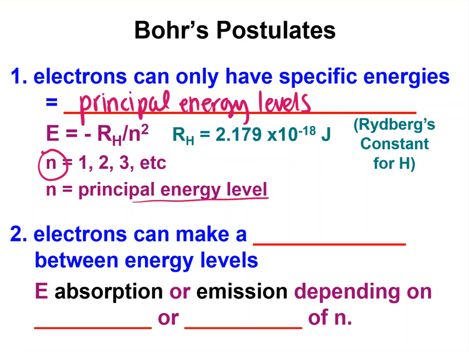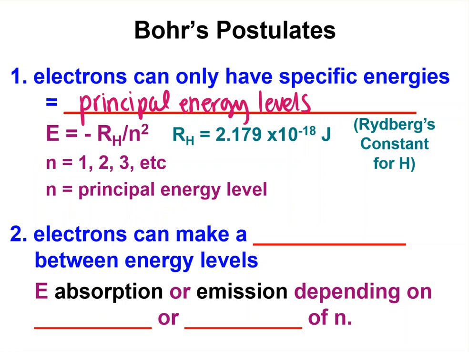So this is the energy of an electron, and this RH is Rydberg's constant for hydrogen. It would be different for different elements. And then of course the energy level squared. So anyway, that's the equation. We'll be using that quite a bit in lab next week.